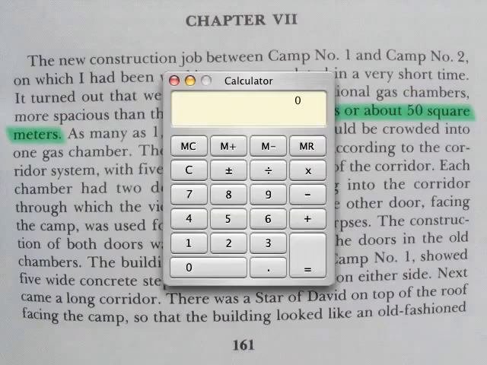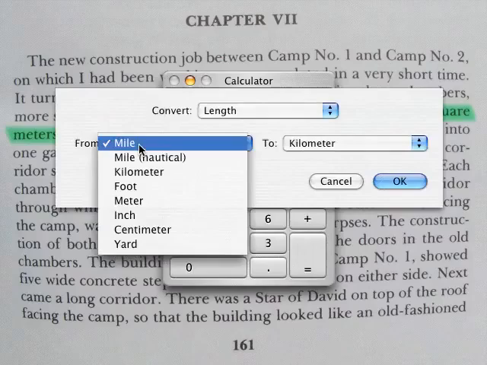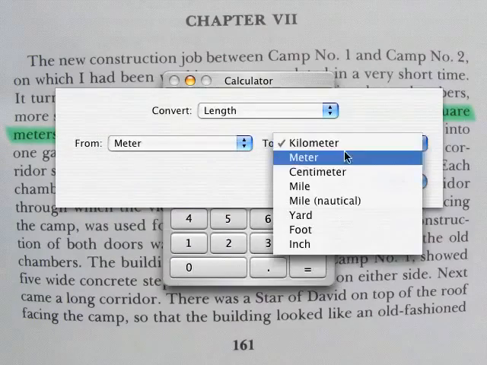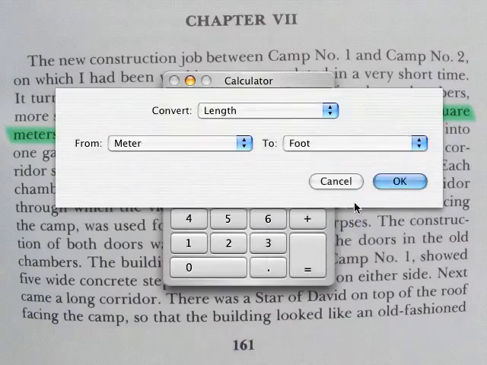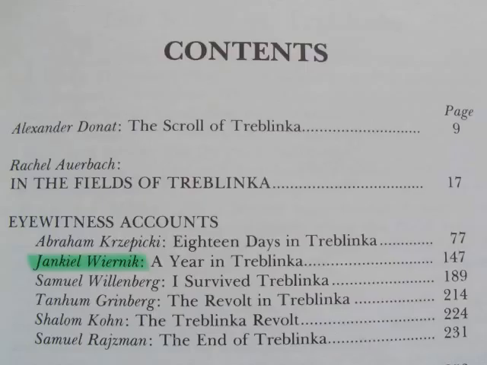We break out the calculator, and find that 7 meters is nearly 23 feet, which is 527 square feet. So Donat is taking the liberty to more than triple the square feet of the chamber. Now we go from Yankel Wernick to Samuel Rosman.